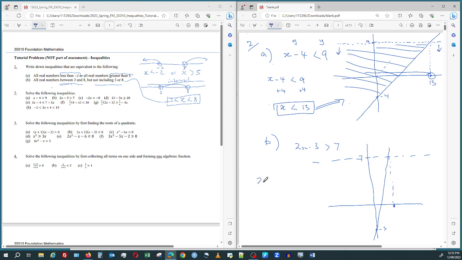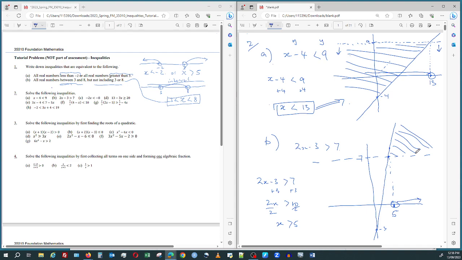So if we go ahead and solve for x, we're going to add 3. So we get 2x is greater than 10, and divide by 2, and so we'll get x is greater than 5. So what this is telling us is that we come here to 5, and we go not inclusive, and we go off in that direction. So that means that everything in this section here, at this junction here, represents the region or the area. So that's what this inequality actually means.